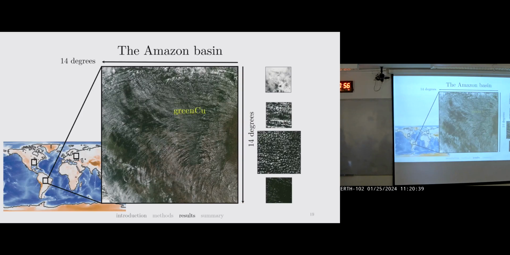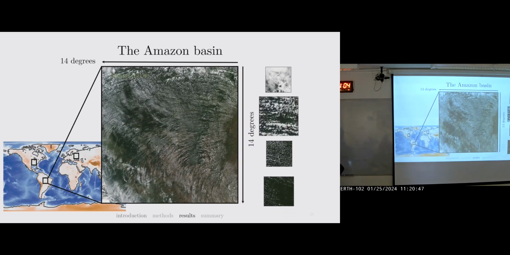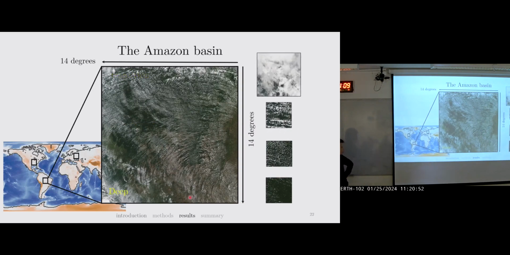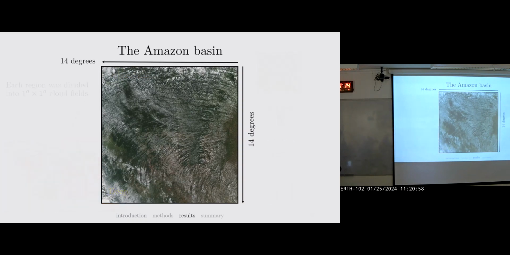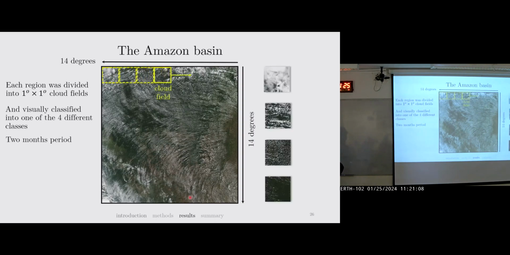Most of the domain here is populated by these green Q clouds, but if we take a closer look, we might see some areas that are more sparse in their nature. We might see some transition as well, and even here at the lower left corner, we have some anvils that are associated with convective clouds. So we further divide this big domain into smaller sections that we call cloud fields. These are 1 degree by 1 degree, roughly a little more than 100 by 100 kilometers. Each of these is then classified into the different cloud regimes.